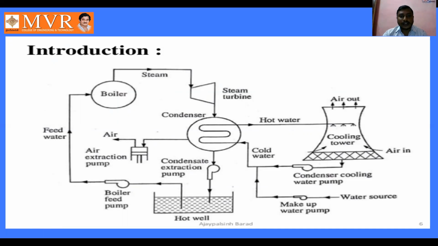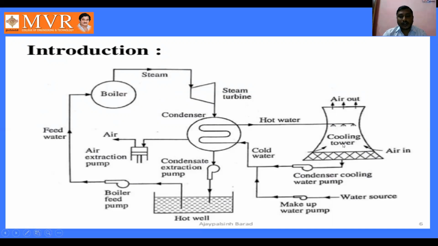In the condenser the phase is changed, and the saturated steam entering from the turbine is converted into liquid form. It is cooled using the cold water coming out from the cooling tower. In this video we are going to learn about this cooling tower, and how it is used in the thermal power plant.